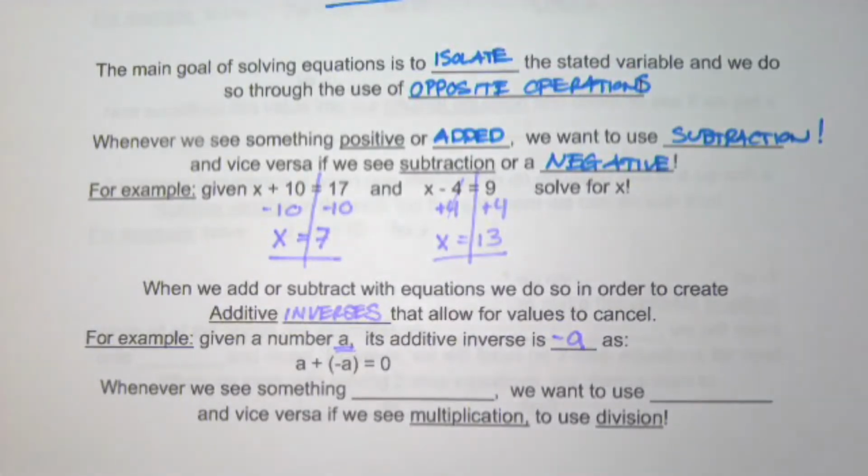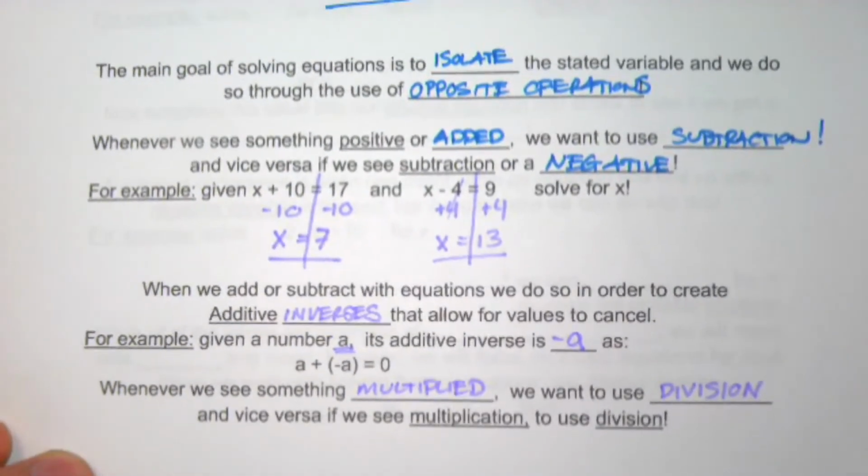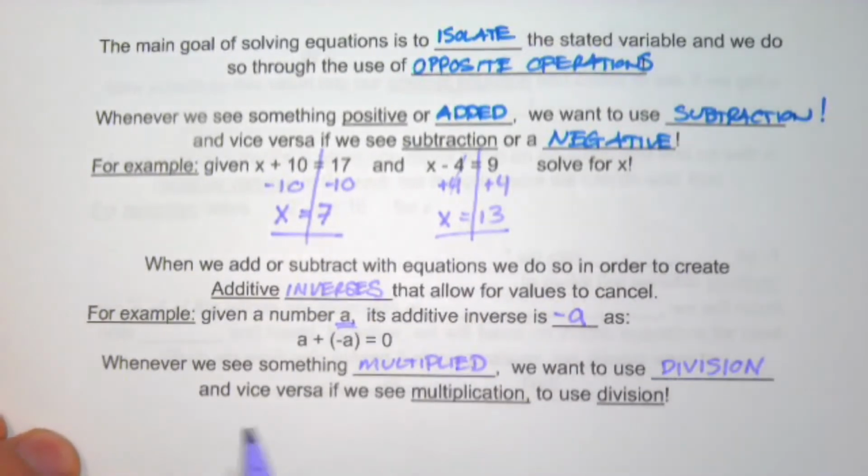Well, that covers addition and subtraction. It's not too bad. If we see addition, we subtract; if we see subtraction, we add. Now, whenever we see something being multiplied, I'm sure you can guess by now, we want to use division. And if we see division, we want to use multiplication. So again, we have addition and subtraction going hand in hand, and then we have multiplication and division going hand in hand.